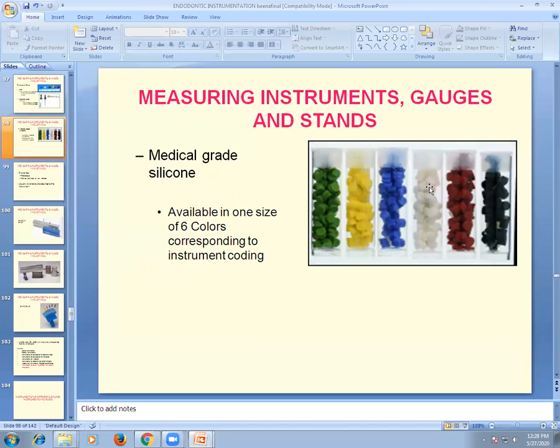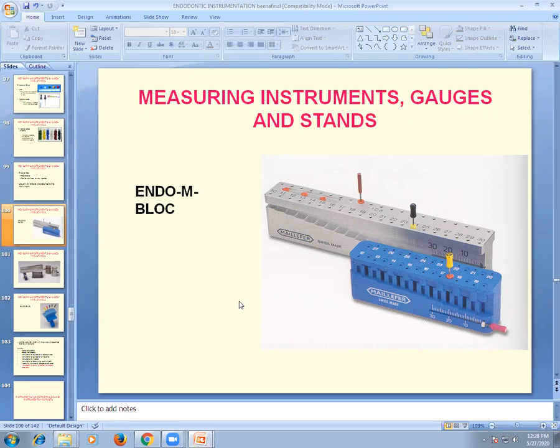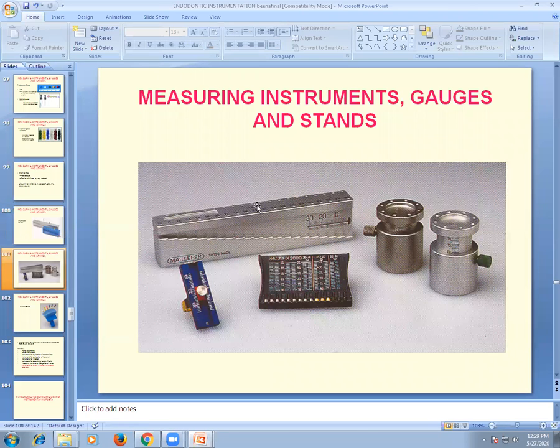There's no need to buy these silicone stoppers separately. These are already attached to the files. Now coming to the second thing, the endo block, which is used to measure the length of the file or the canal. The length is measured using the file with the stopper and the markings seen on the endo block. This is used by every dentist. This will give you the accurate measurement of the canals.